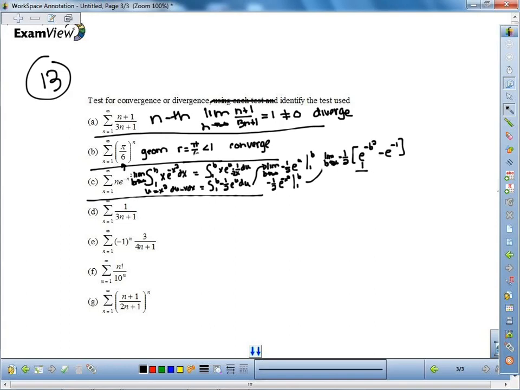Well, this is 1 over e to the b squared. And notice that as b goes to infinity, this is going to go to 0. So this is 1/2 1 over e. So it converges. So therefore, this is also going to converge by the integral test.